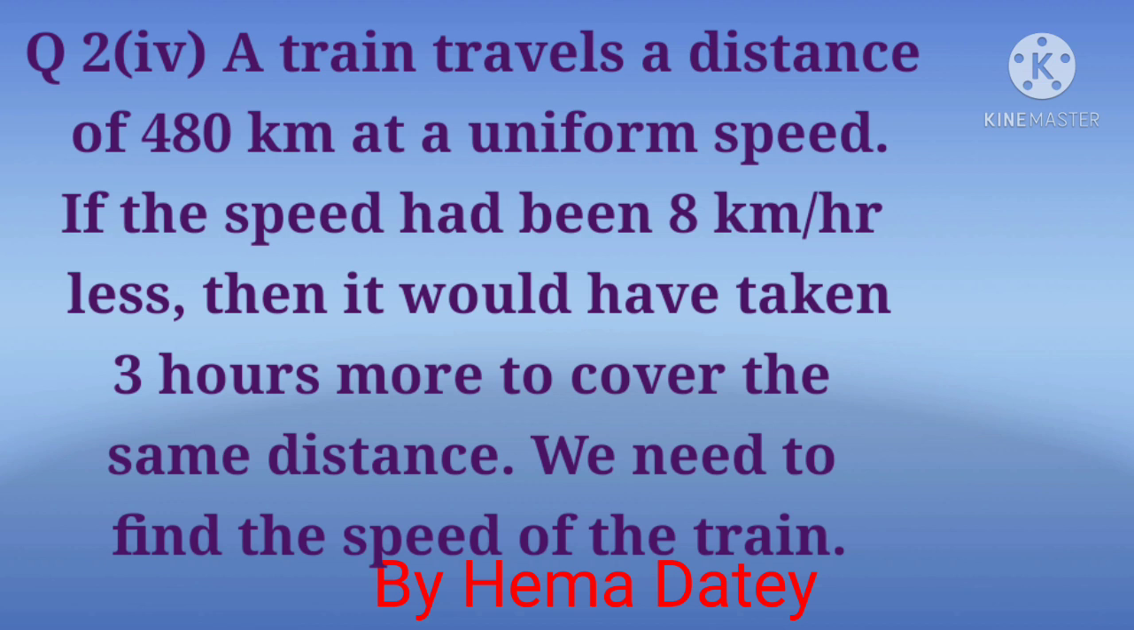Question number 2, fourth part. A train travels a distance of 480 km at a uniform speed. If the speed had been 8 km per hour less, then it would have taken 3 hours more to cover the same distance. We need to find the speed of the train.